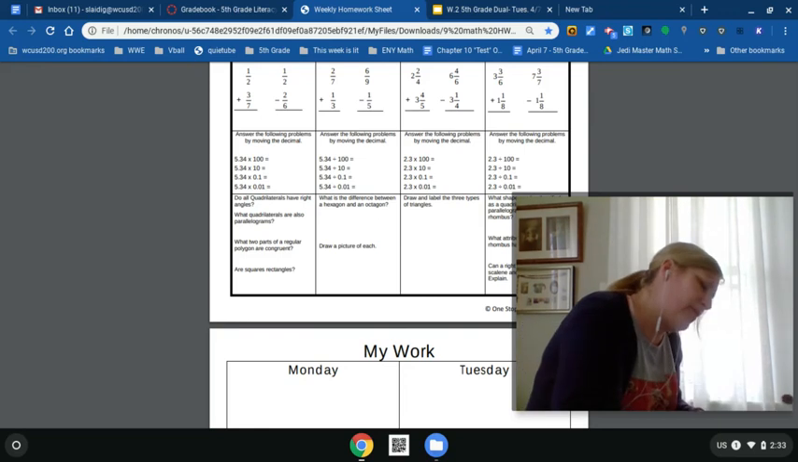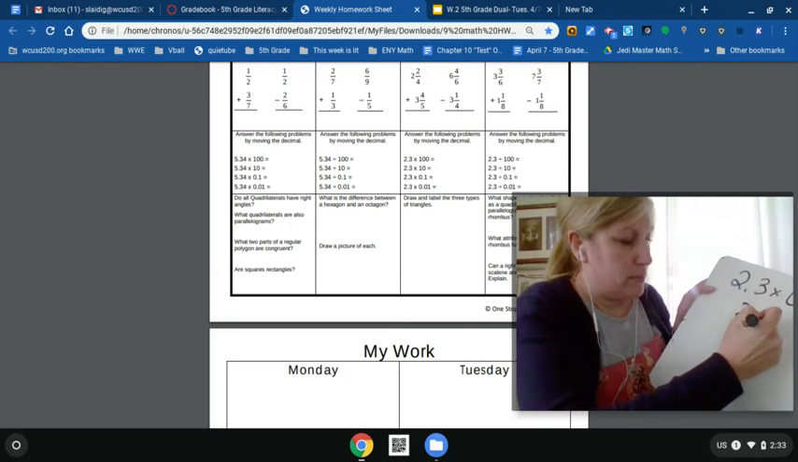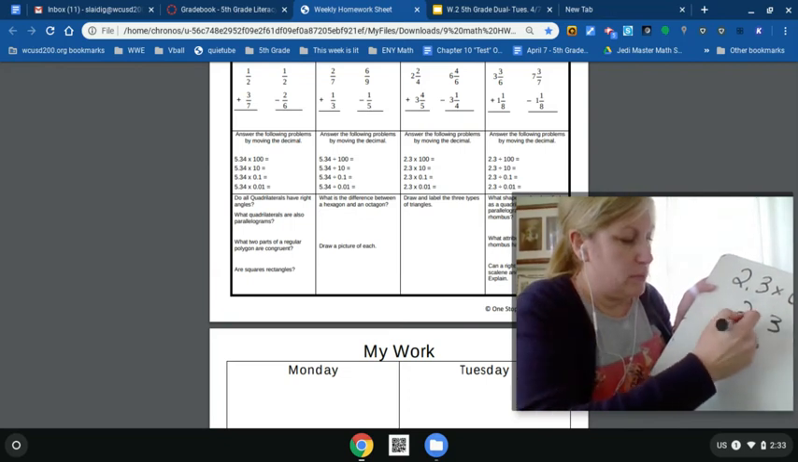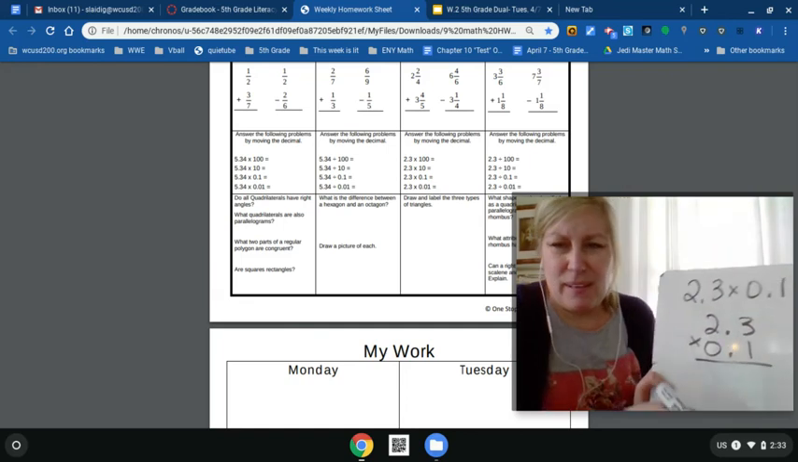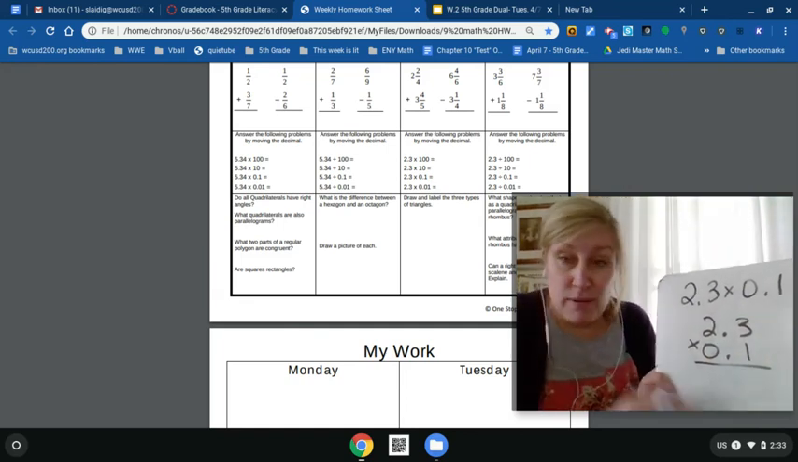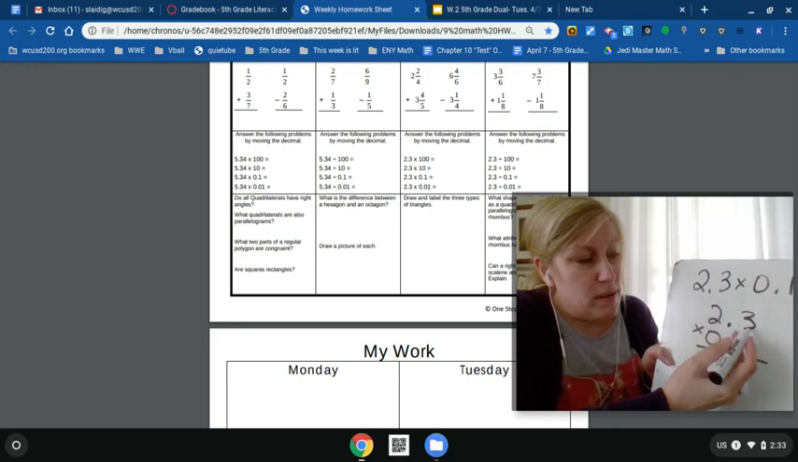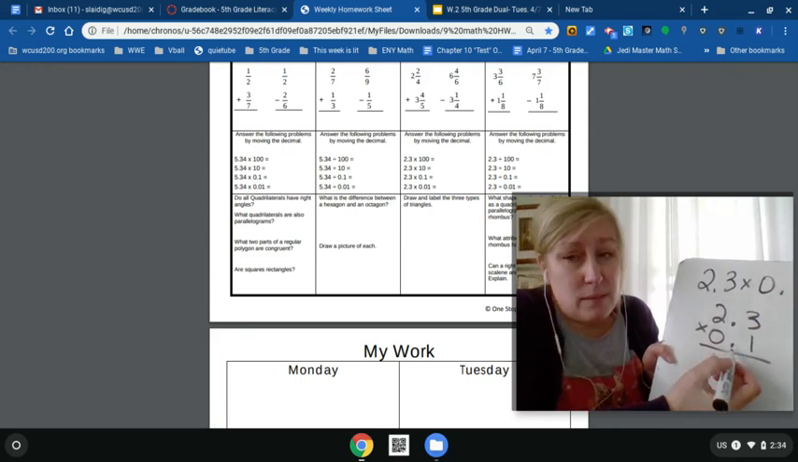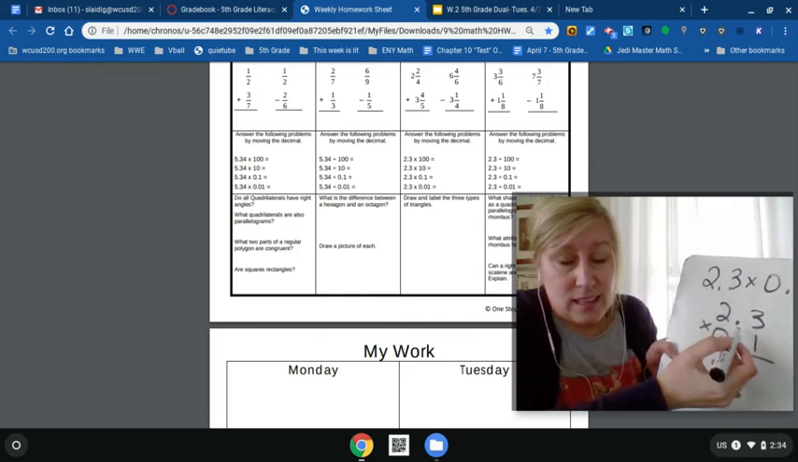So what I do for these is, well, you can do it a couple ways, really. Why don't you just do it this way? 2.3 times, rewrite it like a straight up multiplication problem. It's going to feel a little redundant, but you'll see the answer. 2.3 times 0.1. So you're multiplying 2.3 by a small number, less than one. So you're not going to get 2.3 as an answer. You're going to get less than that.